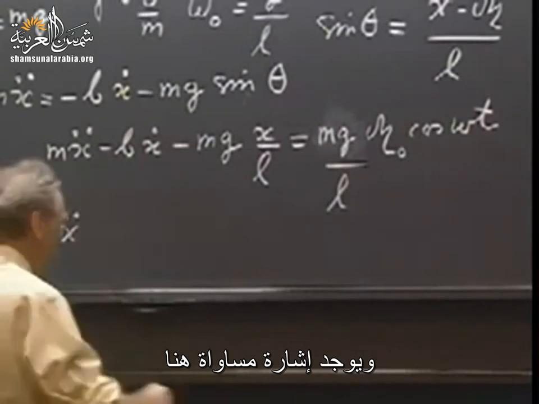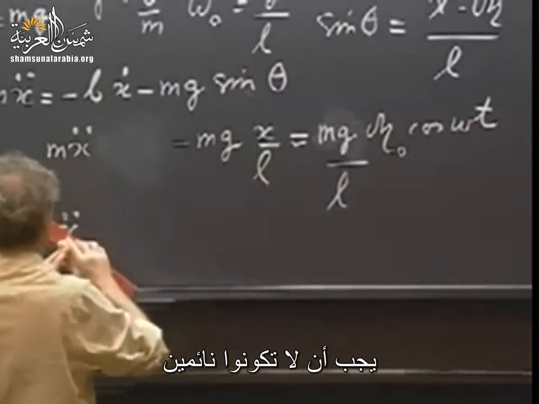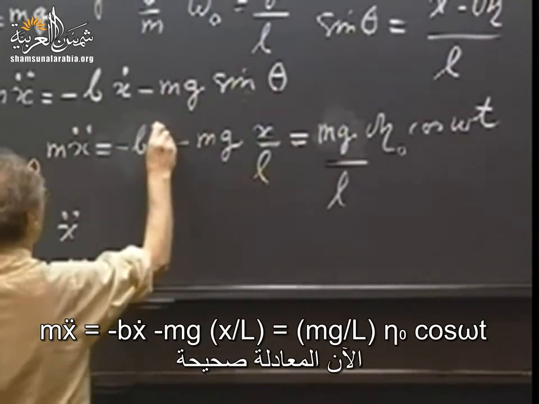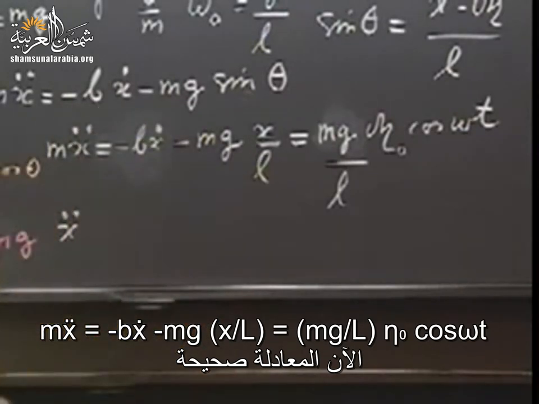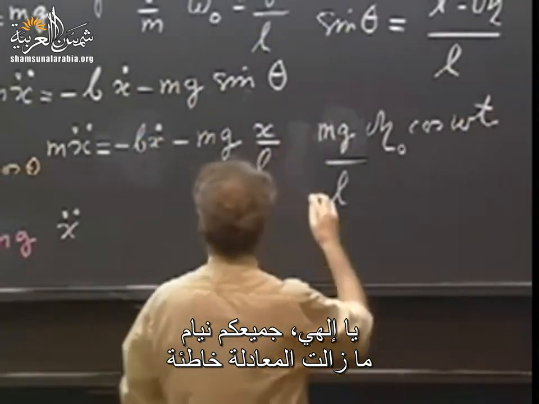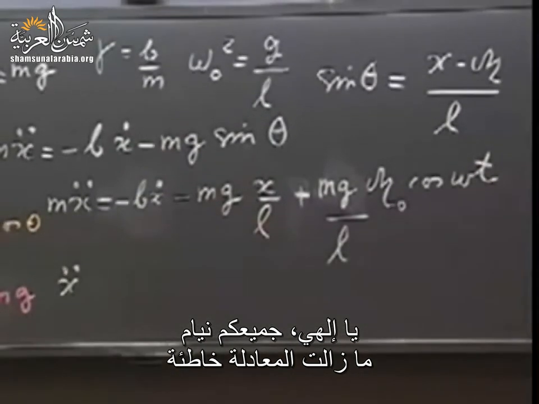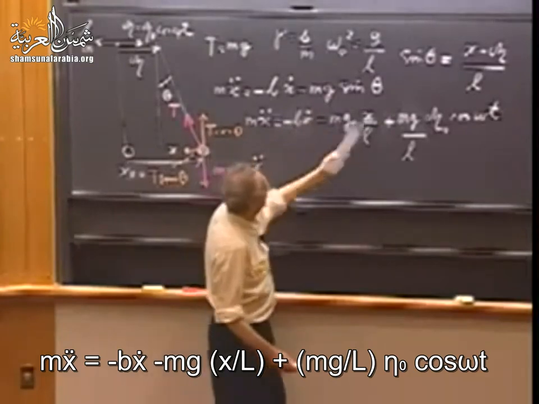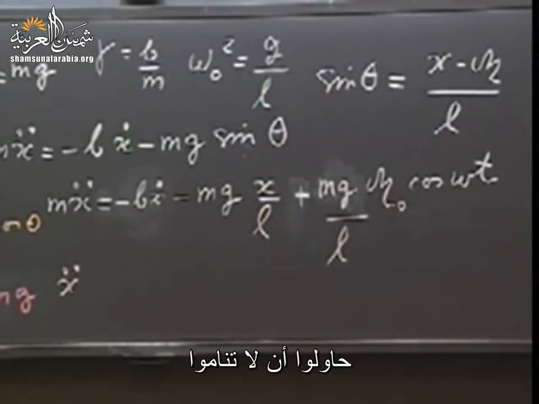There's an equal sign here. You should not be sleeping. You're not supposed to sleep. This is an equal sign, minus b x dot, right? Equals minus b, yeah? We're in business now. You're all sleeping, my goodness. All right, try not to sleep.